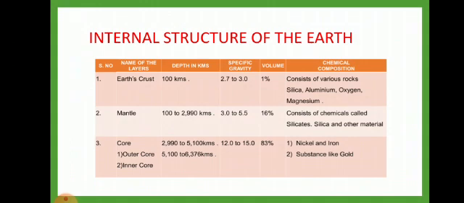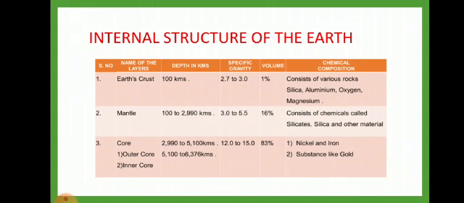The first one, earth crust. Depth in kilometers, 100 kilometers. Specific gravity, 2.723. Volume, 1%. Chemical composition consists of various rocks, silica, aluminium, oxygen, magnesium.